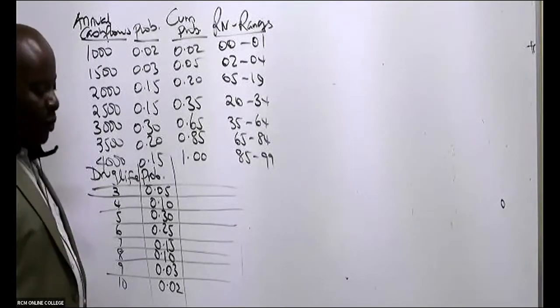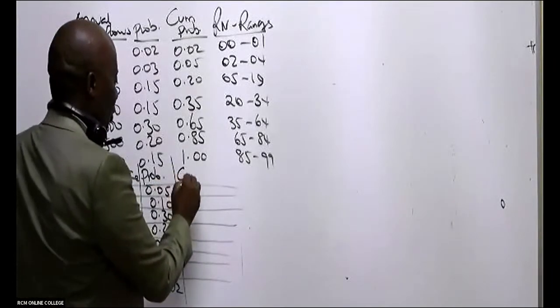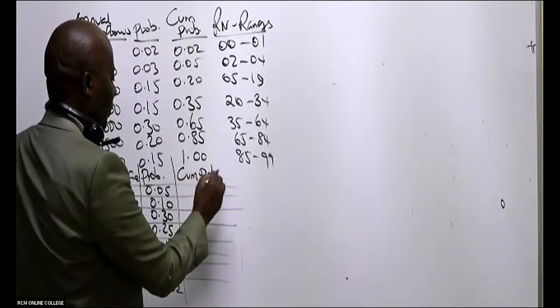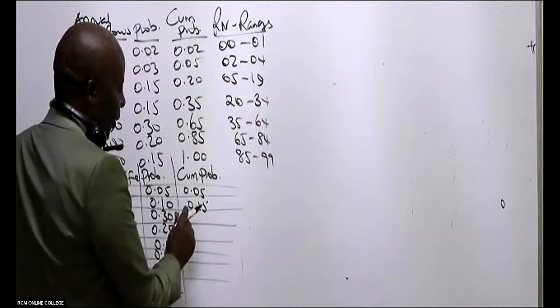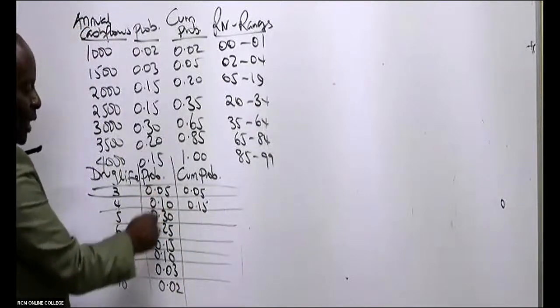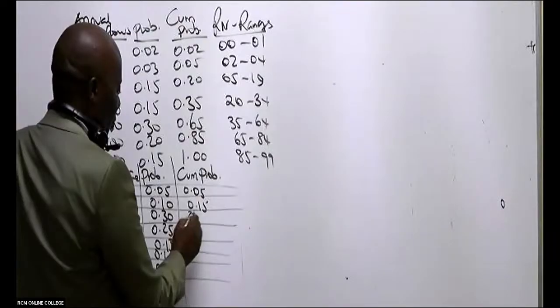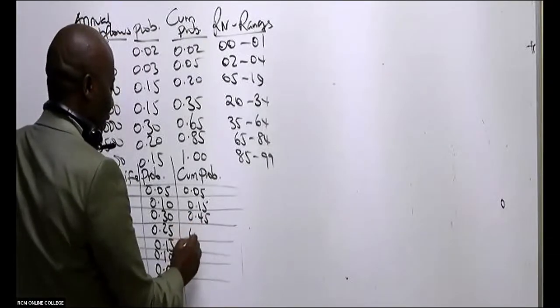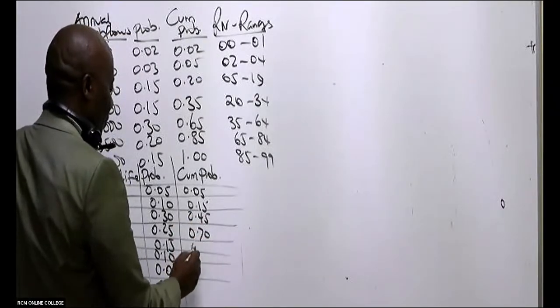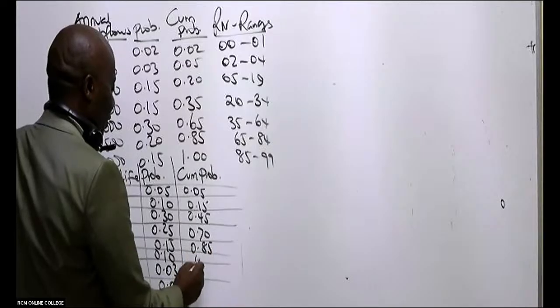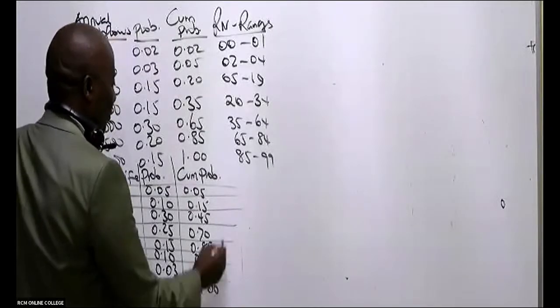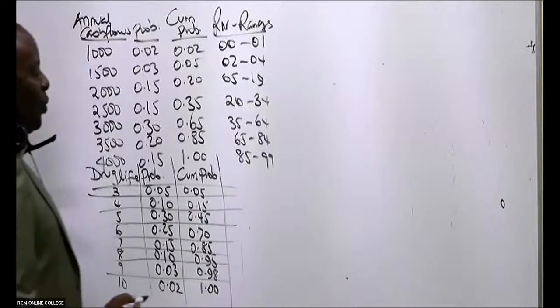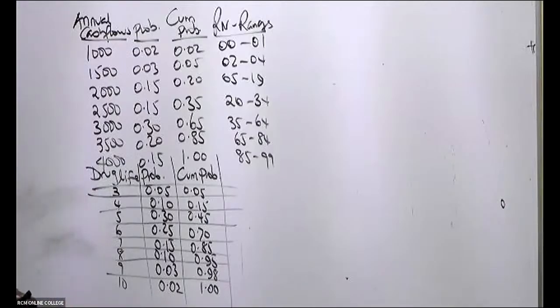So once you've been able to get probabilities, go ahead and give us cumulative probabilities as usual. So this will be 0.05, 0.15. I know now you're experts, eh? It's about adding downwards. So this gives us 0.45, 0.70, 0.85, 0.95, 0.98, 1.00.